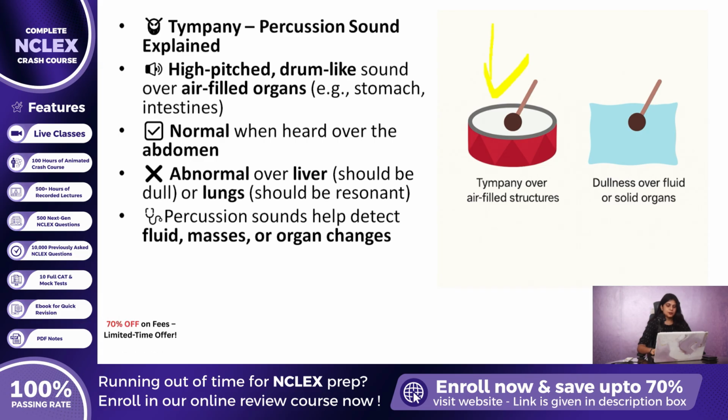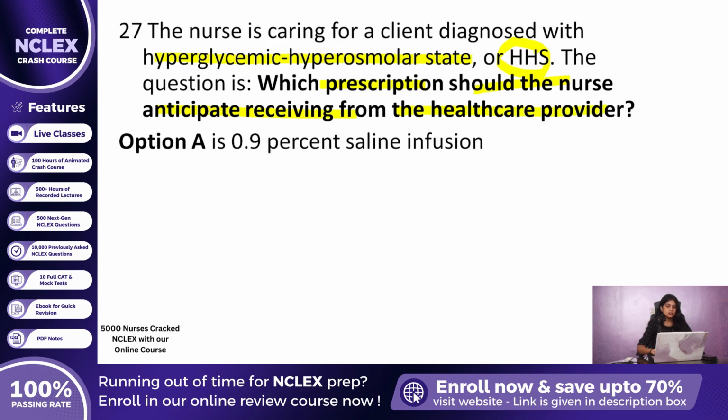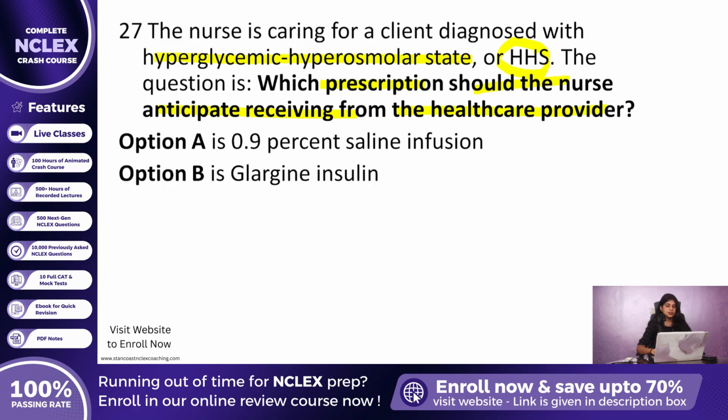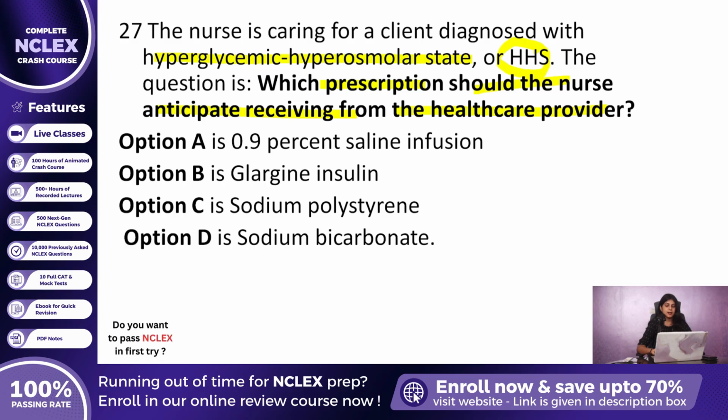Continuing with question 27, we now focus on acute metabolic emergencies. The nurse is caring for a client diagnosed with hyperglycemic hyperosmolar state, or HHS. The question is, which prescription should the nurse anticipate receiving from the healthcare provider? Here are the options. Option A is 0.9% saline infusion, option B is glargine insulin, option C is sodium polystyrene, and option D is sodium bicarbonate. The correct answer is option A, 0.9% saline infusion.